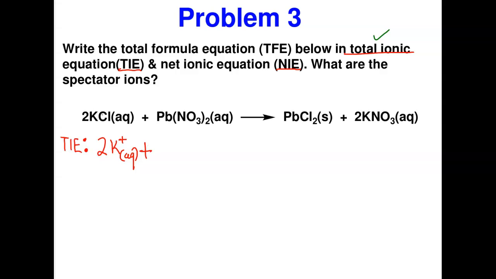Plus, we're going to break that chloride. Chlorine is in group 7, so it's going to be 1 minus. Of course, if you look at this, there is a 2, so there are 2 chloride ions, aqueous. This is only representing this.